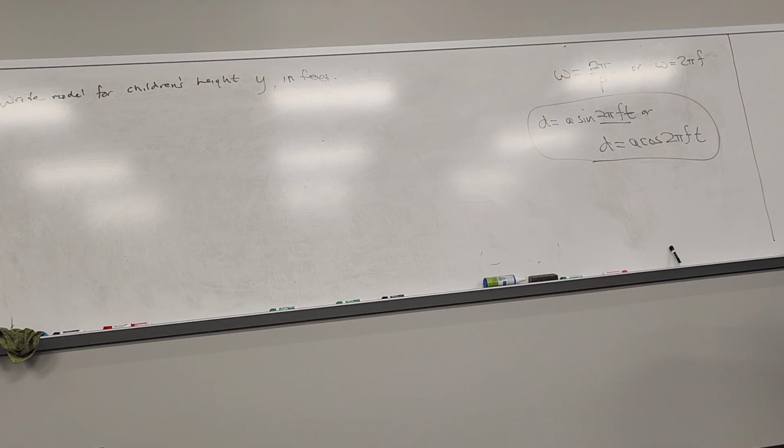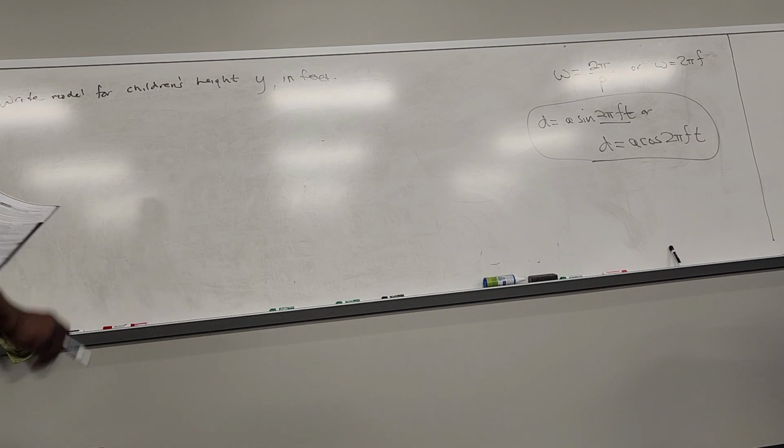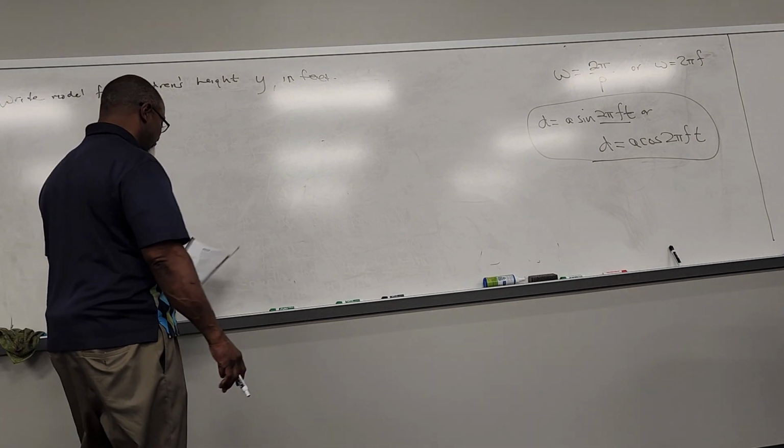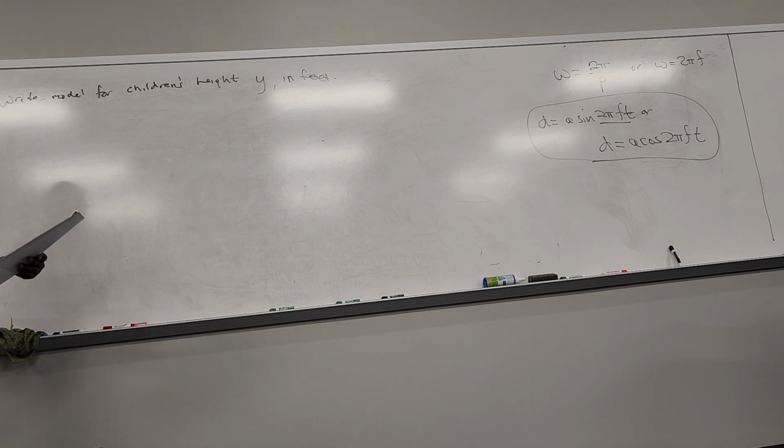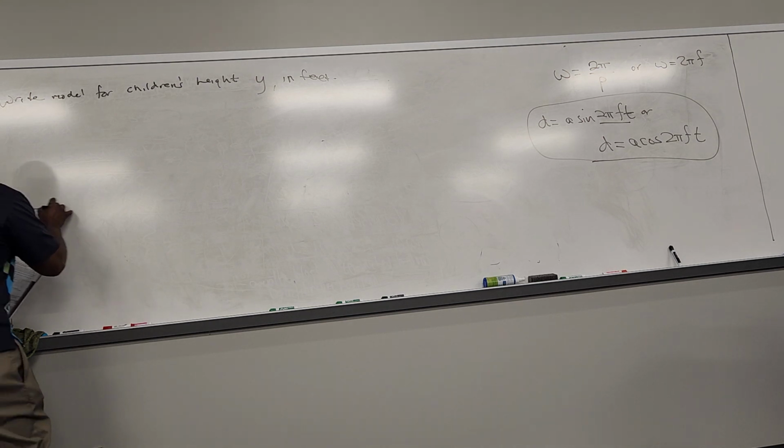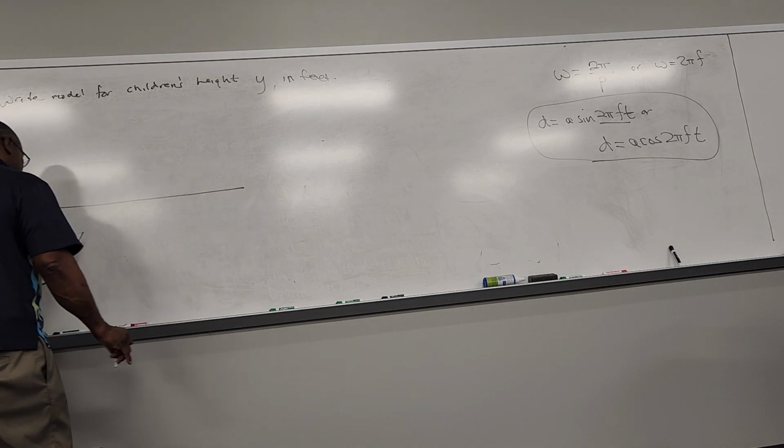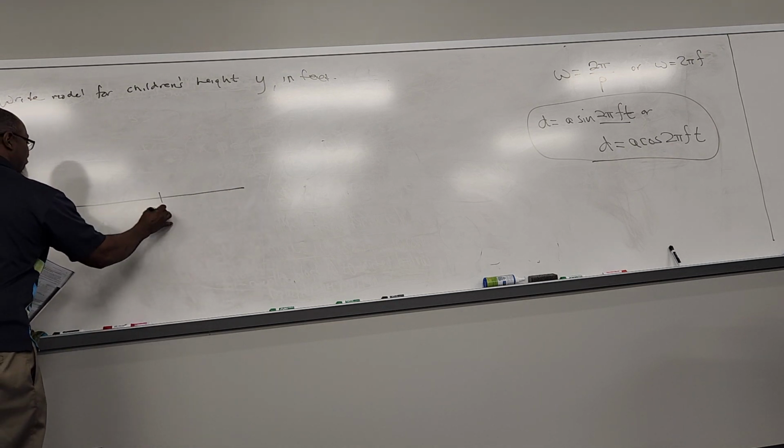Okay, now let's go back and read the problem one more time. If you start at the very beginning of example 2, it says a Ferris wheel is 150 feet in diameter with its lowest point 3 feet off the ground. So now we're modeling y. So let's just think about how this thing works. The period is still 2.5.